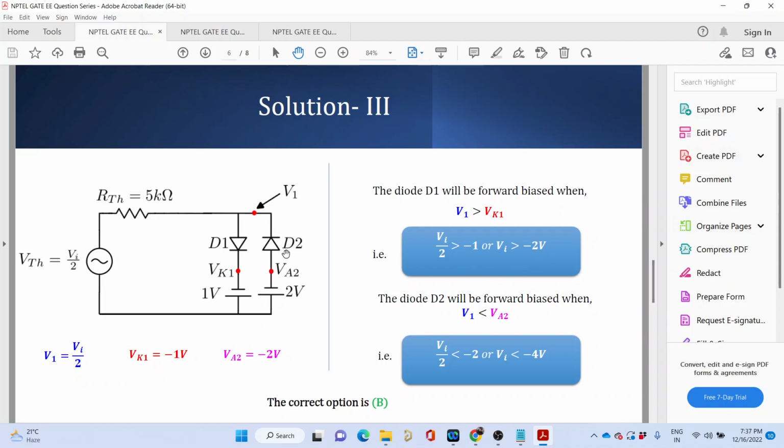Okay. Similarly, for diode D2, what should be the condition? V1 must be less than minus of 2 volt. This is what I have written. Vi by 2, sorry, V1 must be less than minus of 2 volt. That is, Vi by 2 must be less than minus of 2 volt, or Vi must be less than minus of 4 volt. So the correct option is B.